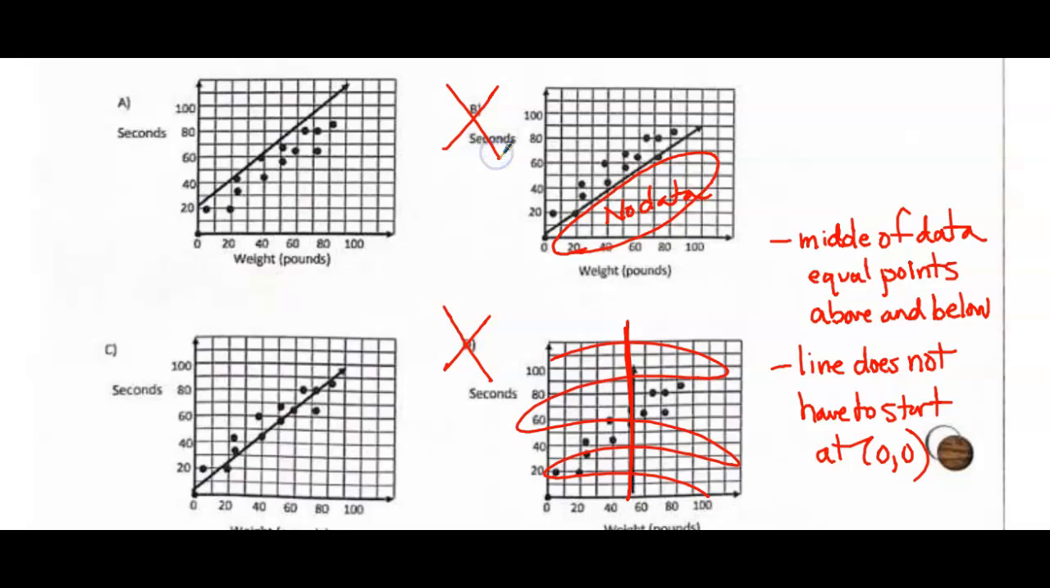So it's not B. So if you look at A and C, the only one that makes sense is letter C. And the reason it is not letter A is because when you look, again, there are no data points up here. So remember, it should go through the middle of the data. There has to be points above and below. This is the best choice for all 4 of those.